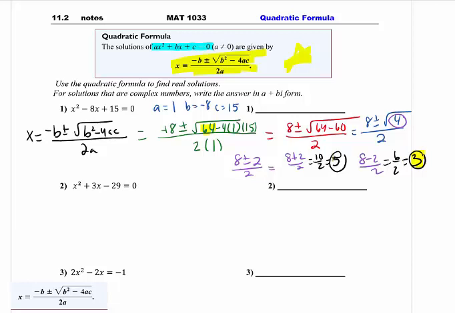What this means if the radical disappears is that the original problem was factorable. So an easy way to check it, you can factor it, or you can just plug it in and see that it works.